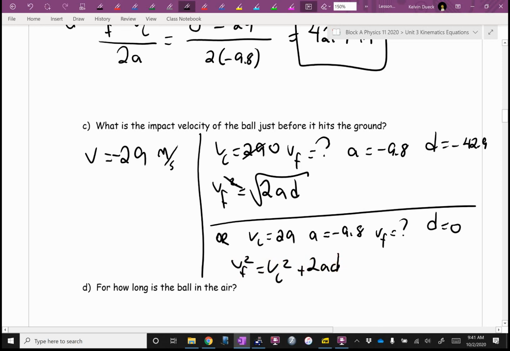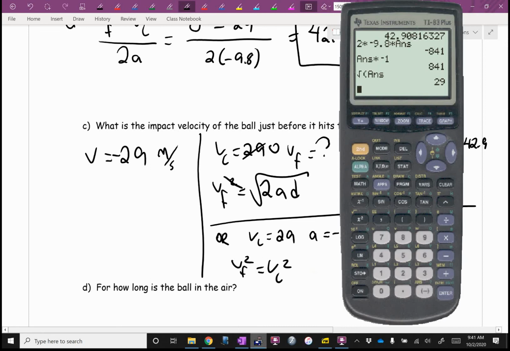Oh, wait a minute. What's our displacement? So you would go 29 squared, square root. Oh, that works too. We've just reached the stage where you're going to have more than one option for some questions. You've just learned enough physics that now you can try several different approaches.